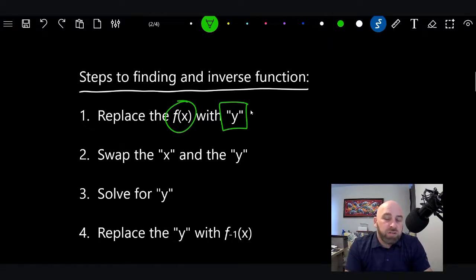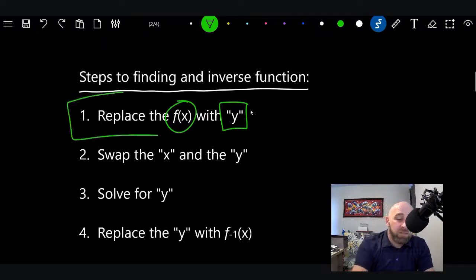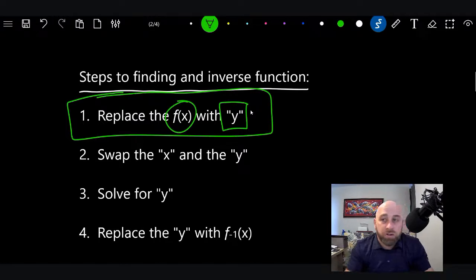Could you do it with the function of x still in there? Yes, you could. It might be a little bit more confusing. You could even do it without swapping them. You could actually just solve for x instead and then put it in there. There's a number of ways you can do this. This first step is kind of arbitrary. You can do what you want here. You can do what works for you. What works for you might not work for me, okay? And so you figure out what works for you.